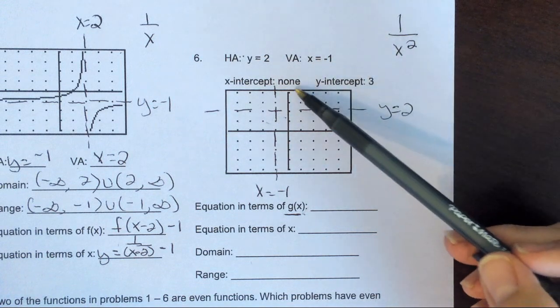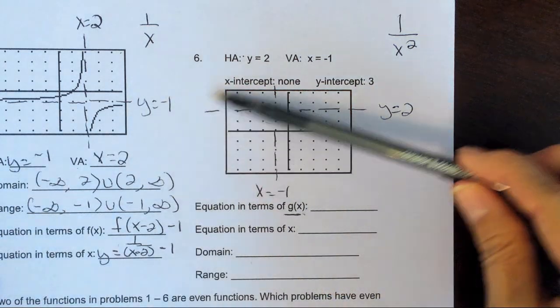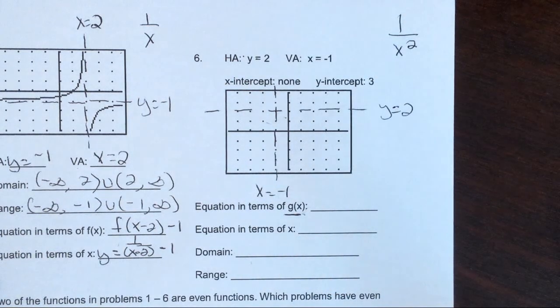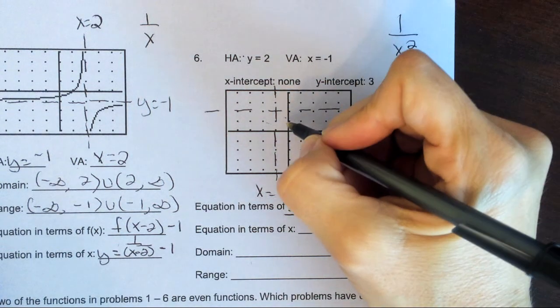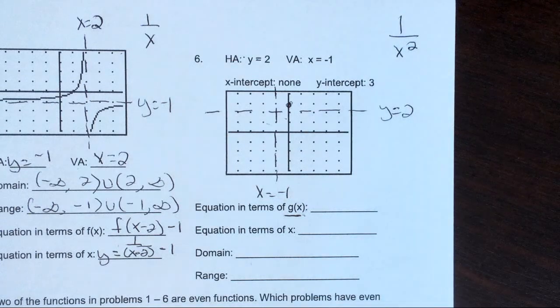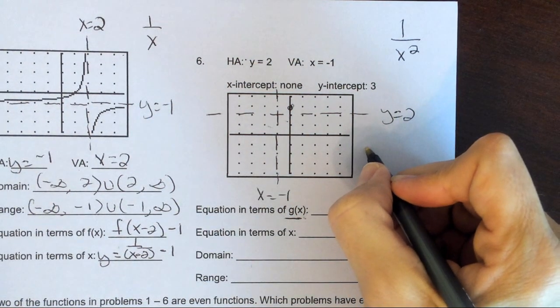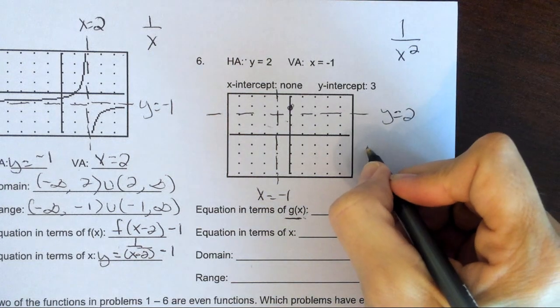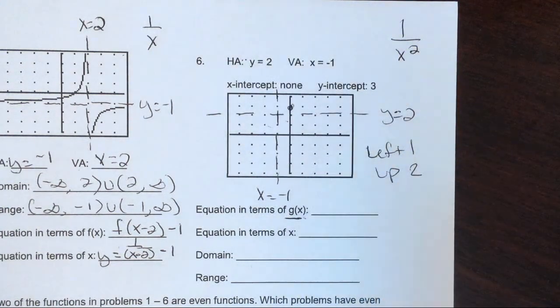They also tell me that I have no x-intercepts. Because I have no x-intercepts, this is going to go up, so there's not going to be a reflection. And they tell me that I touch the y at +3, so 1, 2, 3. I know I'm going to go through the y right there. All right, so I just said that we went left 1 and up 2.